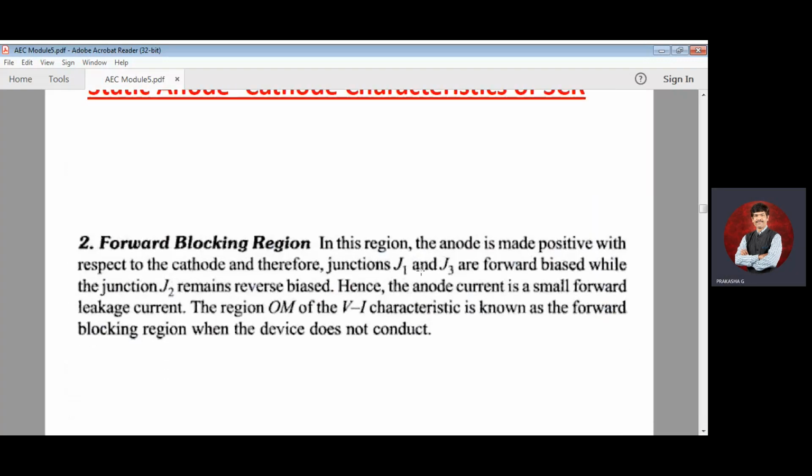Forward blocking region: when you give anode and cathode, they are in forward bias. J1 and J3 are in forward bias, and J2 is in reverse bias. We are supposed to give the IG, and then based on that you are going to get it.